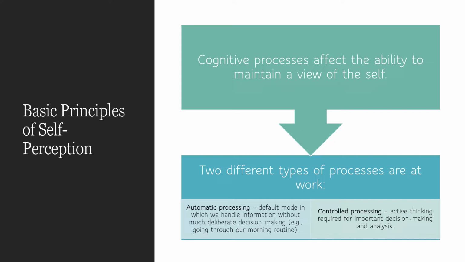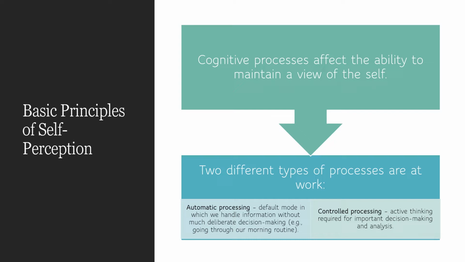So why does this happen? Well, our mind is characterized by two systems that process information from the environment. And these two different systems affect how we think about ourselves. So the first is the controlled system, and the other is the automatic system, as you can see here on this slide. So let's first start with the automatic system, or automatic processing.